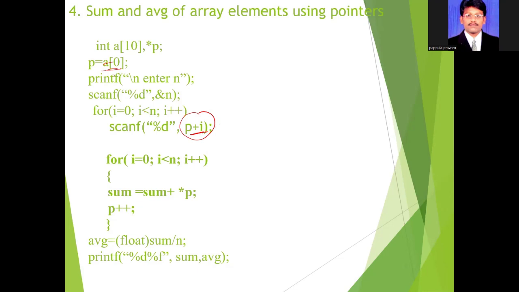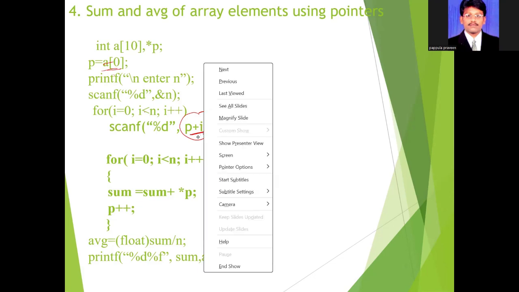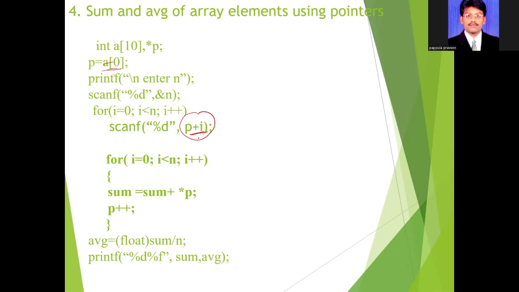P equal to 4000. 4000 plus i value equal to 0, 0 into 4 is 0. So the address is 4000. When we enter the first value, it resides in 4000. And the i value is updated. I equal to 1. Say 1 less than n. Again the condition is satisfied, so scanf percentage d, p plus i.